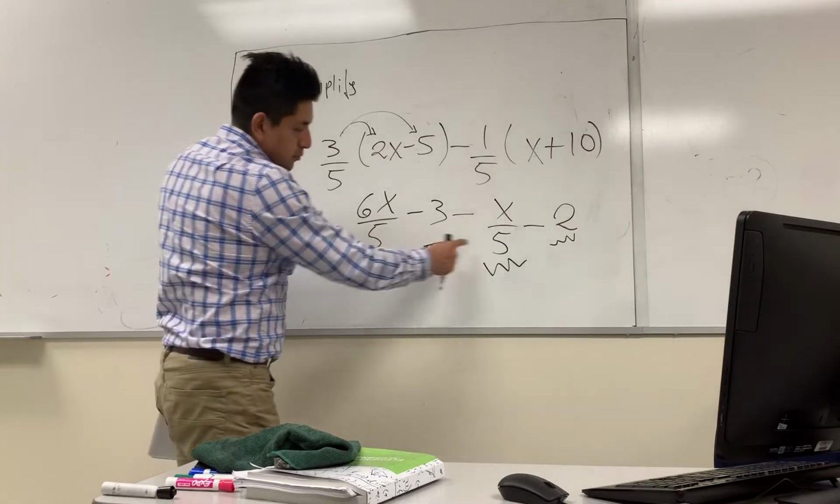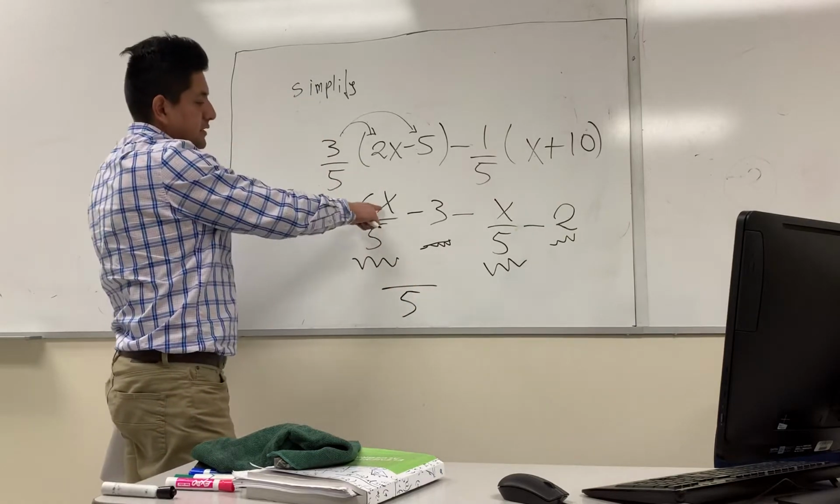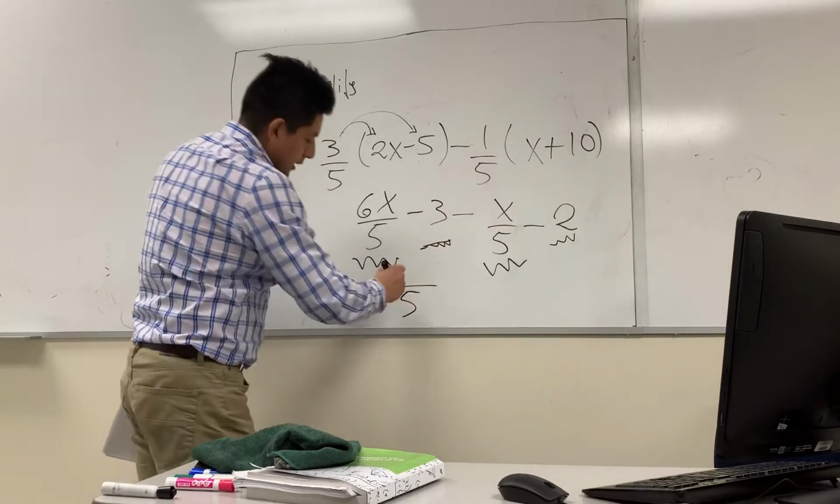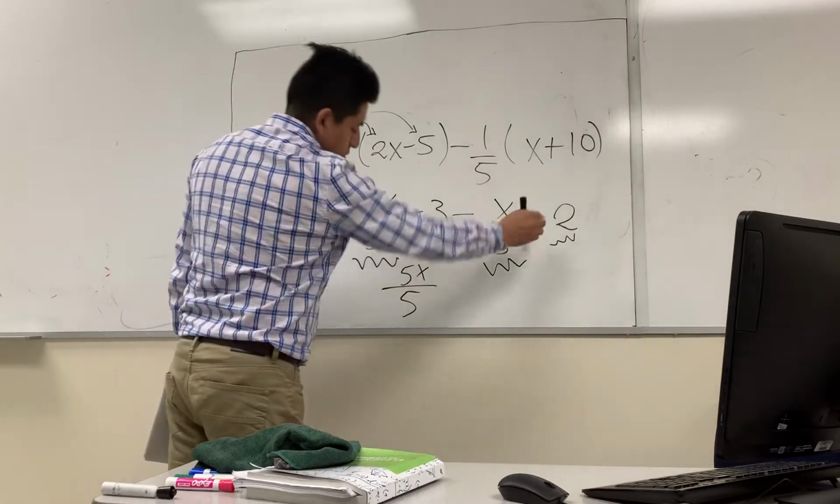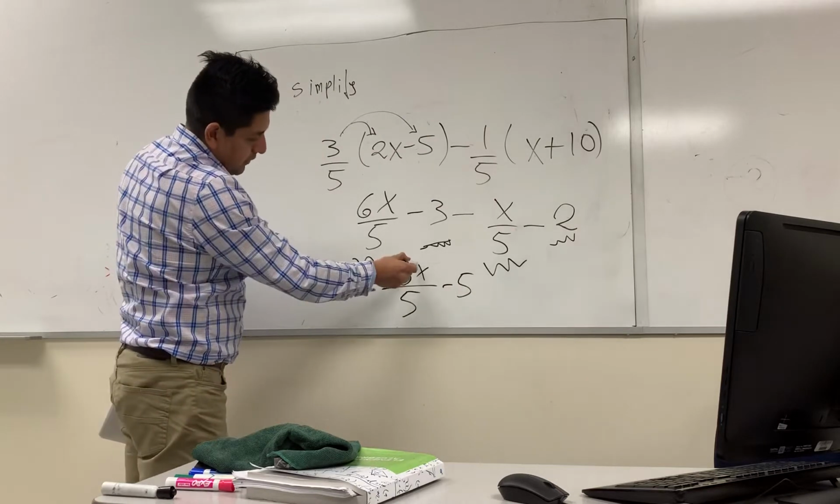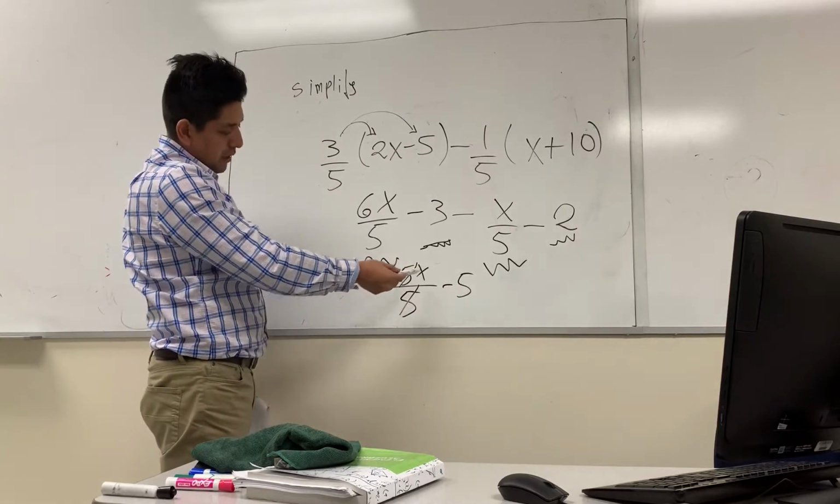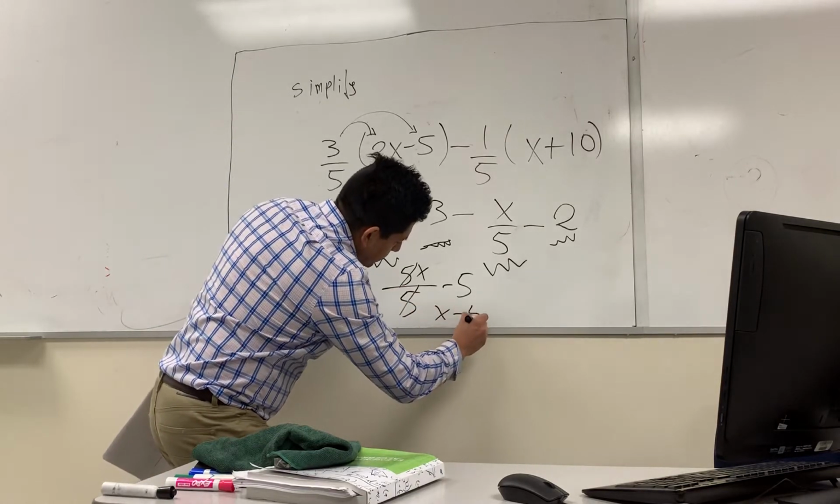Okay, so I have common denominators, that becomes 5, and on the top I have 6x minus x, which becomes 5x. Minus 3 minus 2, like I said previously, it's minus 5. Finally, I can cancel out the 5s because you have one on the top, one on the bottom, for the final answer to be x minus 5.